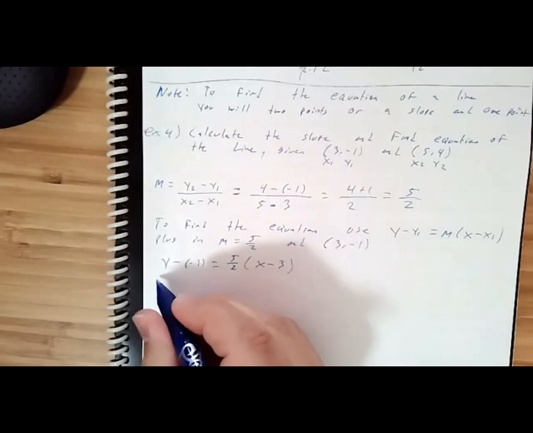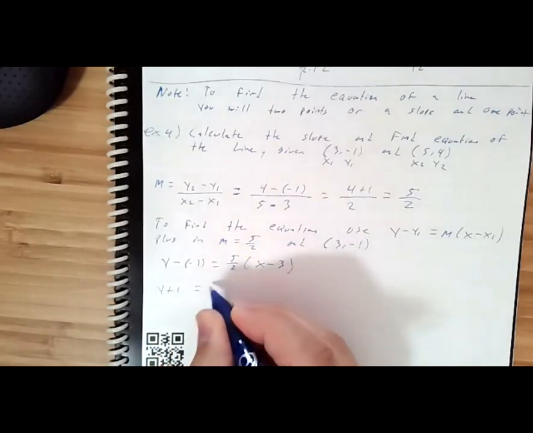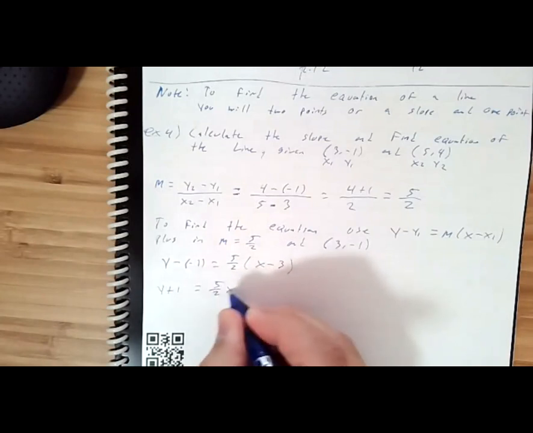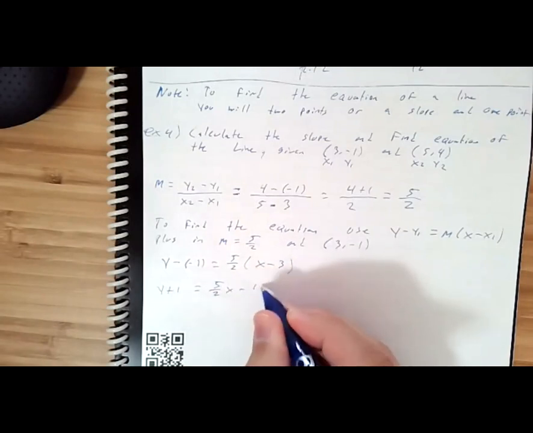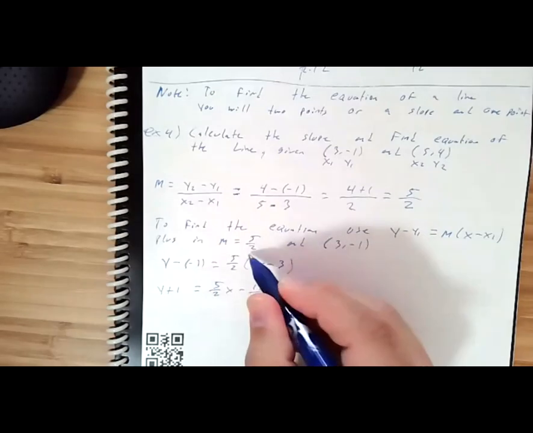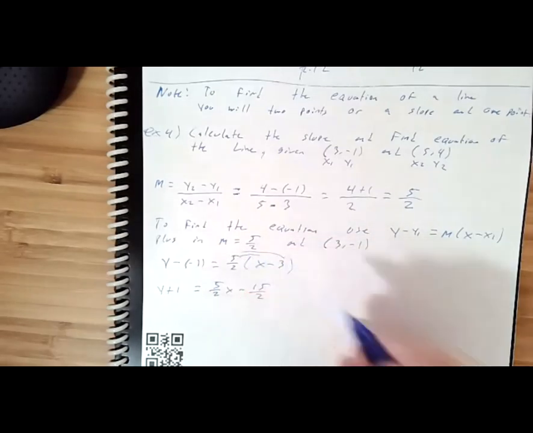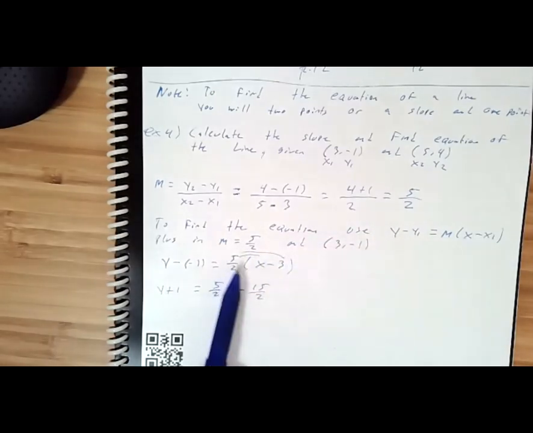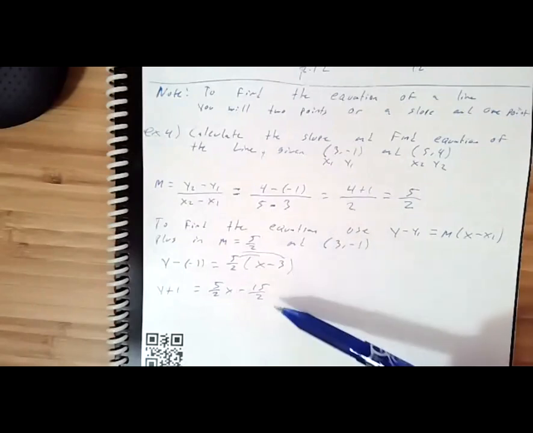So this will become y plus 1 equal to 5 halves x minus 15 over 2. So you have to distribute to both of them. You see how it's 5 halves times x, 5 halves times -3, right? That's where this came from. You guys cool from here to here?